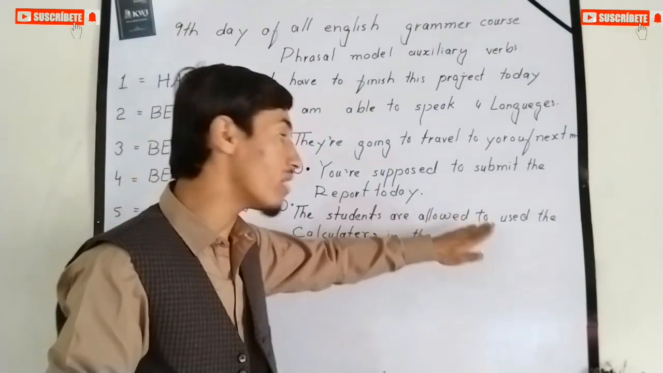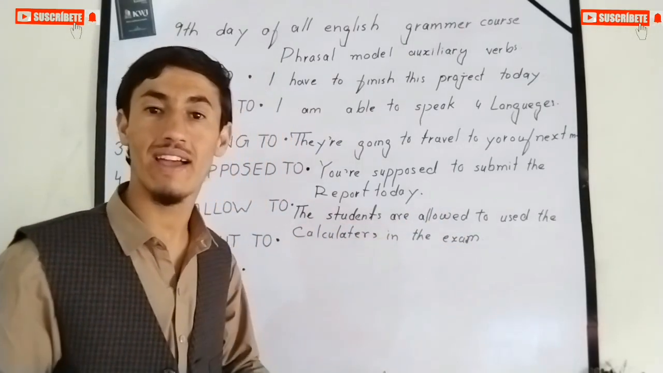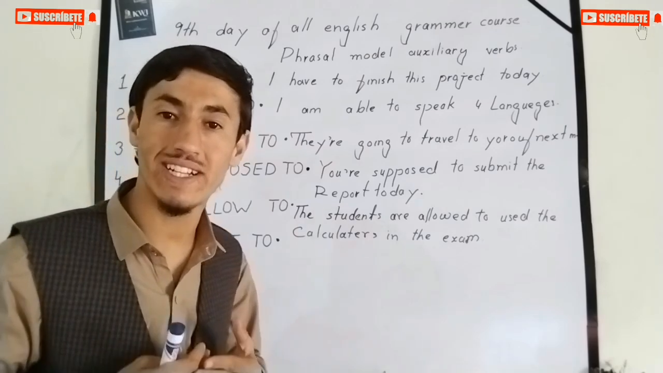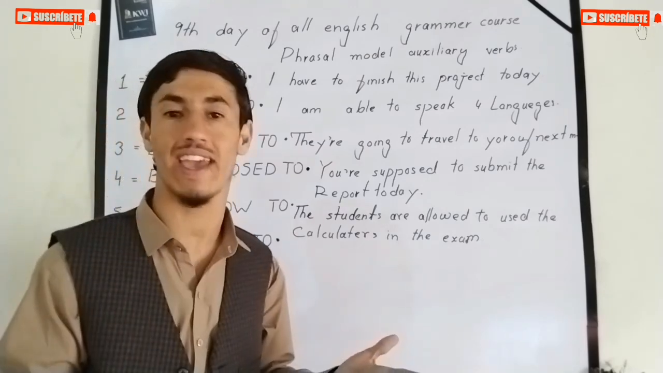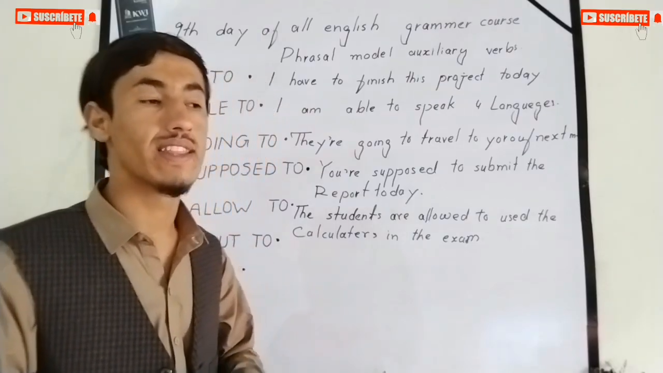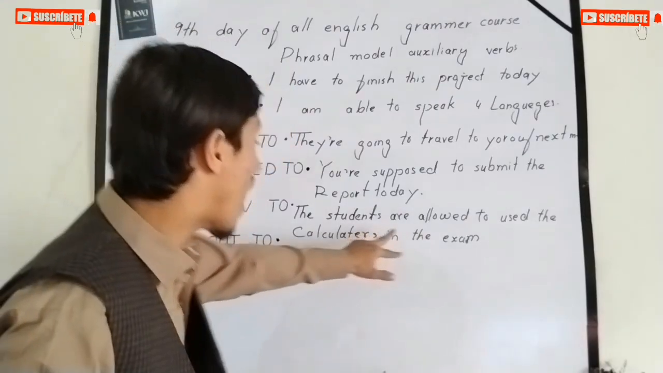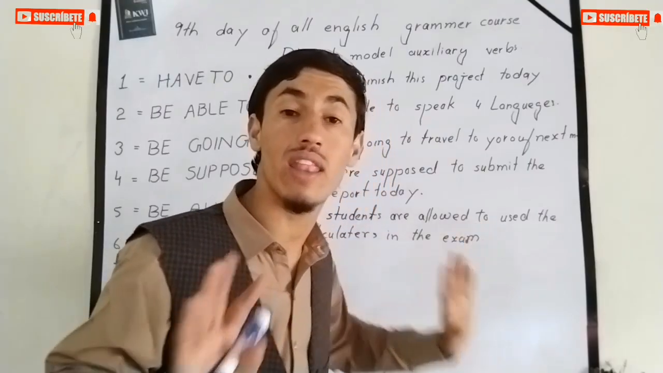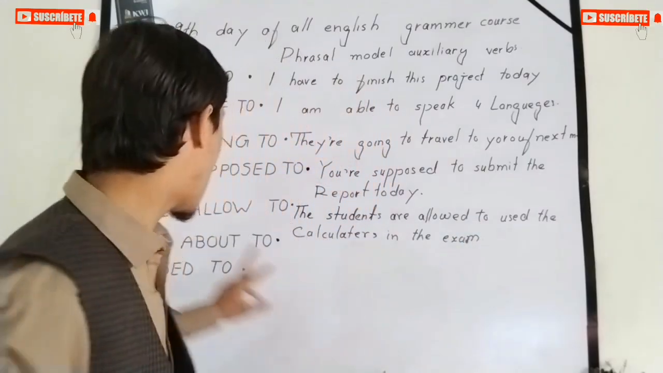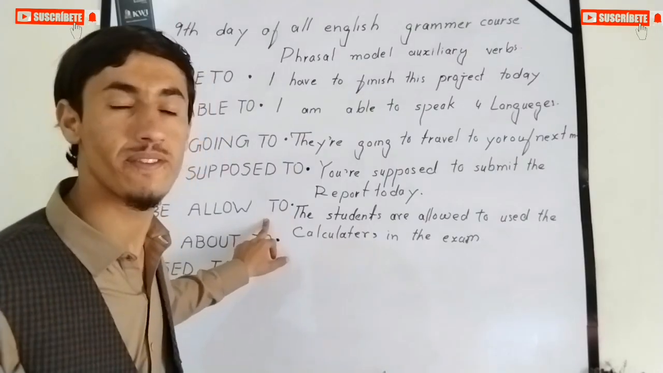The students are allowed to use the calculators in the exam. It means students को इम्तिहान में calculator इस्तेमाल करने की इजाज़त है. So allowed to means they are allowed. Be allowed to is used for इजाज़त, for permission.